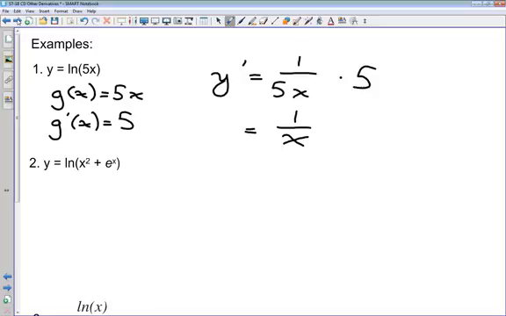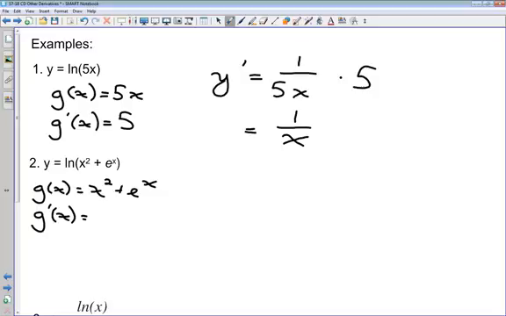So our next example here, we've got y equals ln of x squared plus e to the x. Our inner function is this thing that we are taking the ln of, x squared plus e to the x. So what is the derivative of that inner function going to be? See, we've got 2 functions added together, so we want to do the derivative of the first one plus the derivative of the second one.